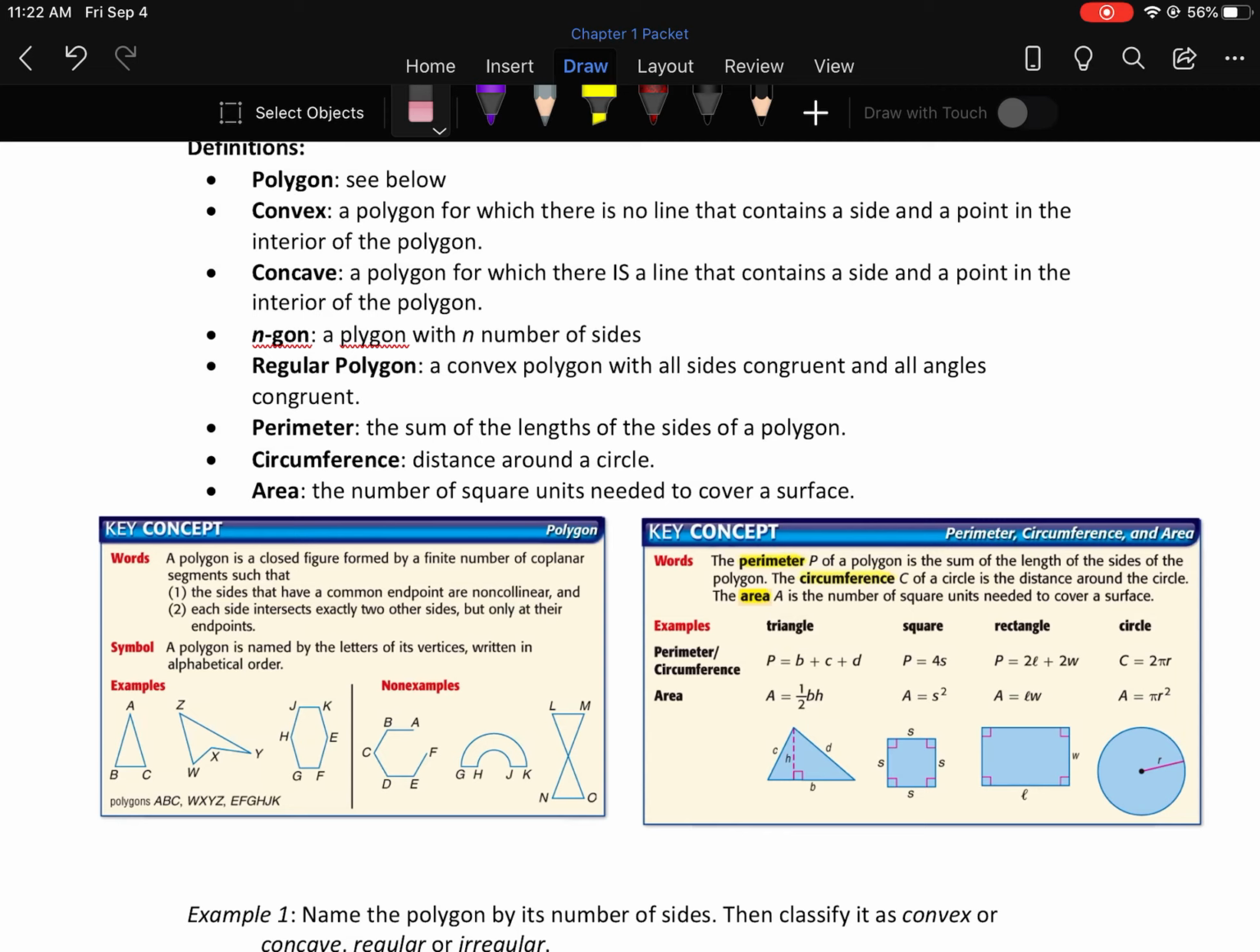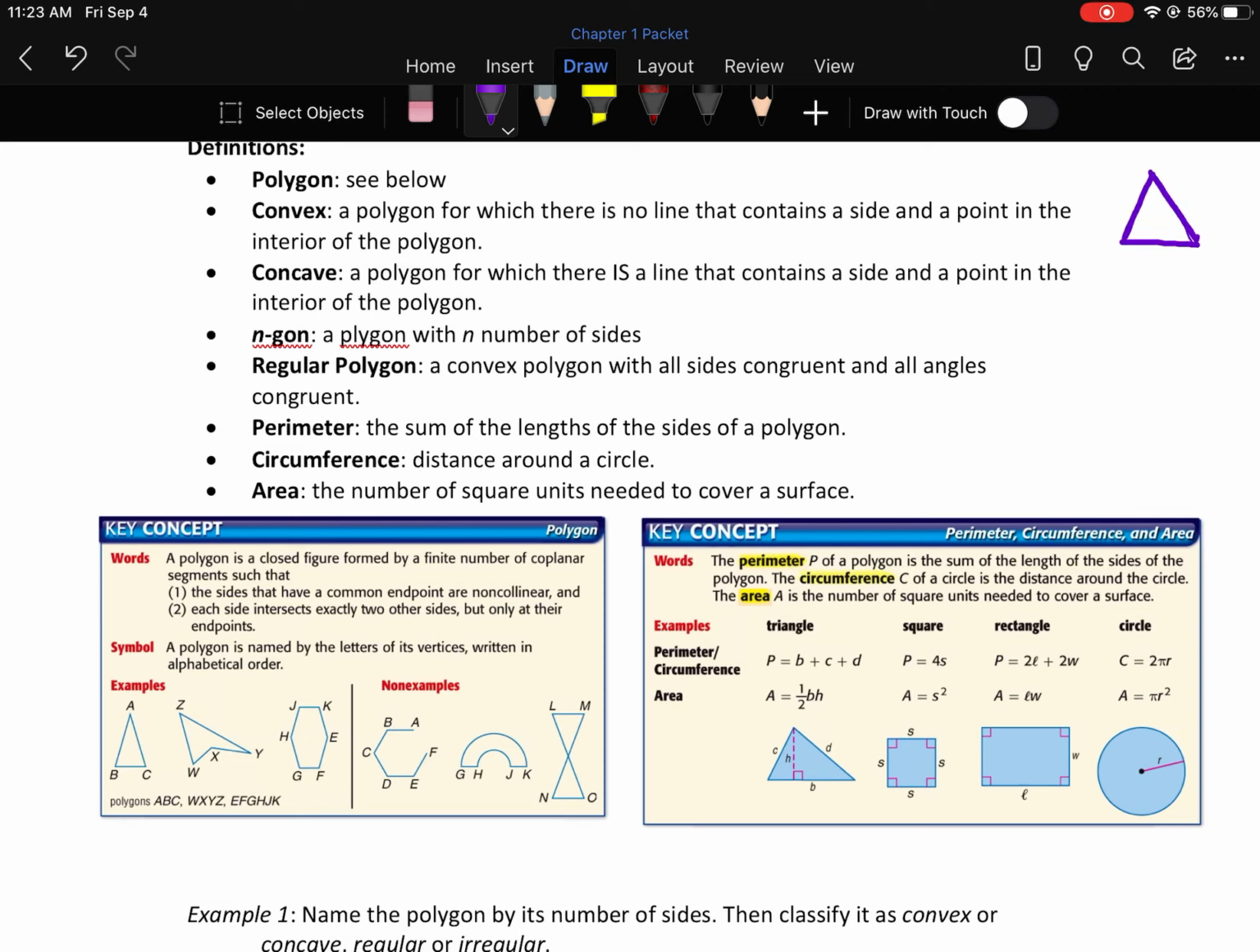Convex. So it says it's a polygon for which there's no line that contains a side and a point in the interior of the polygon. Okay? All right, so concave is a polygon for which there is a line that contains a side and a point in the interior. So let me draw two pictures here. All right, they're not going to be the best pictures, so we'll do a basic triangle first of all. Okay, so let's do a basic triangle.